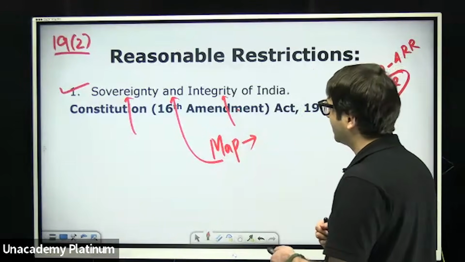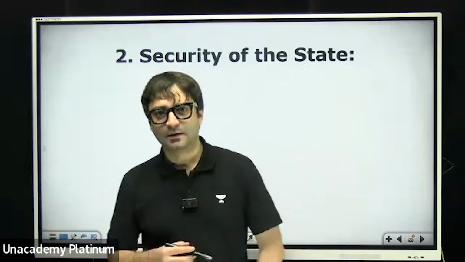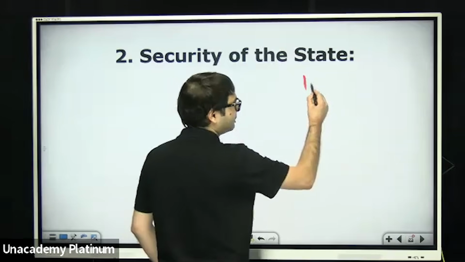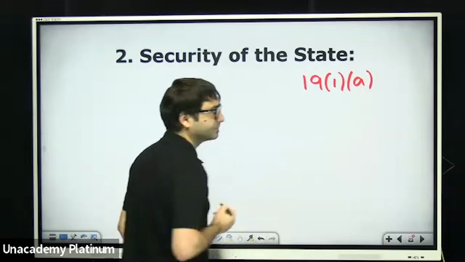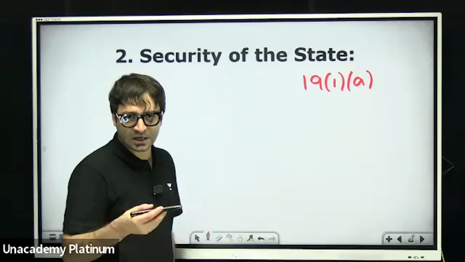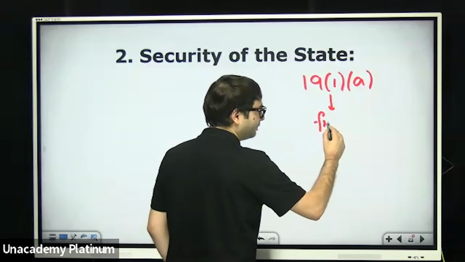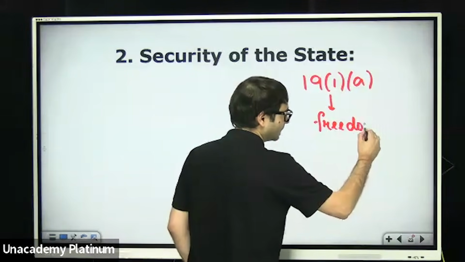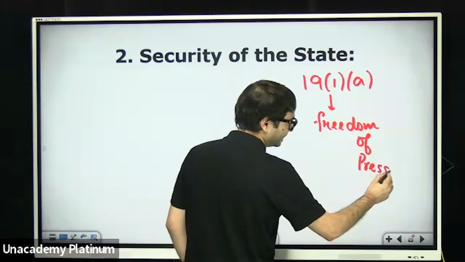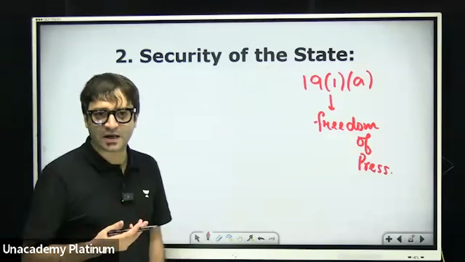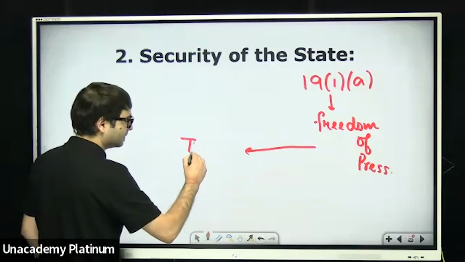Number 2, security of the state. If you have freedom of speech and expression under Article 19(1)(a), which we have discussed, the Supreme Court has said, includes freedom of press.